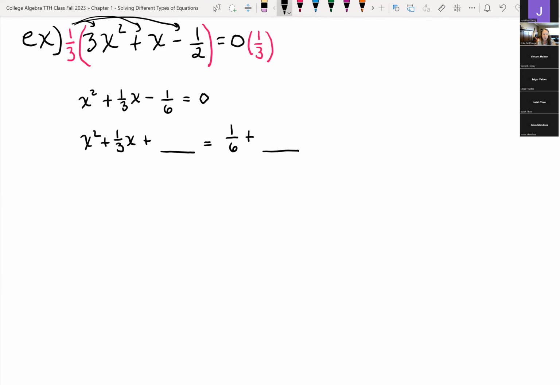And I want to figure out what value I can add to itself to get 1/3, and that number, if I square it, is what I want to add. So I have 1/3, I want half of that value, and I want to square it. That would give me 1/6 quantity squared, which is 1 over 36. So I want to add 1 over 36 to both sides of my equation.